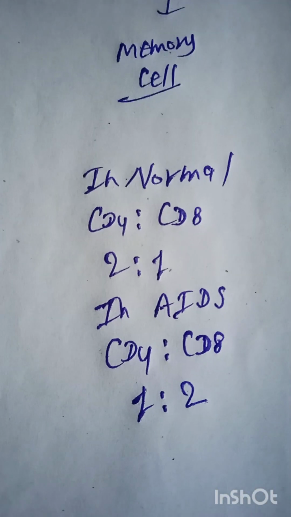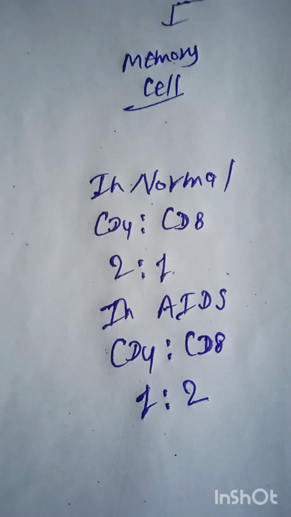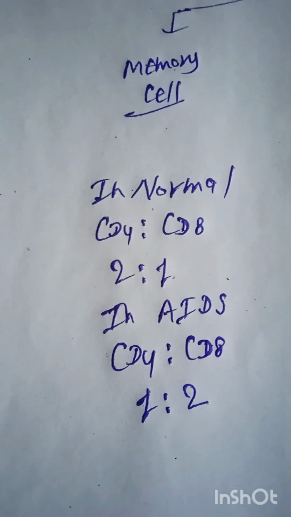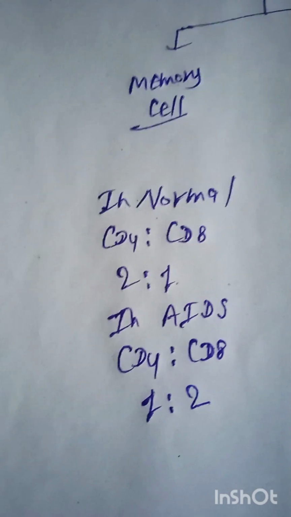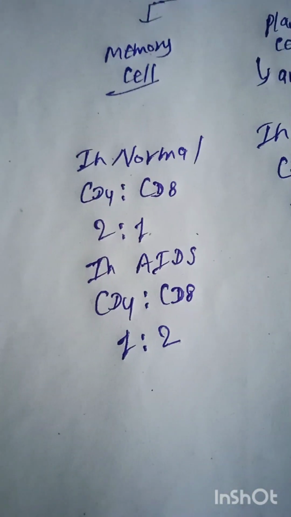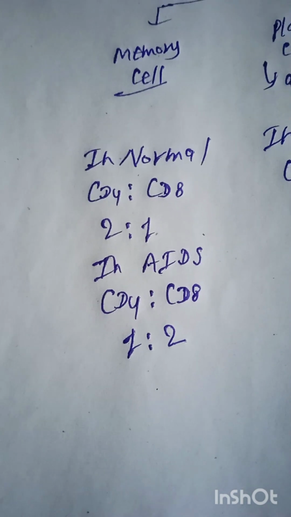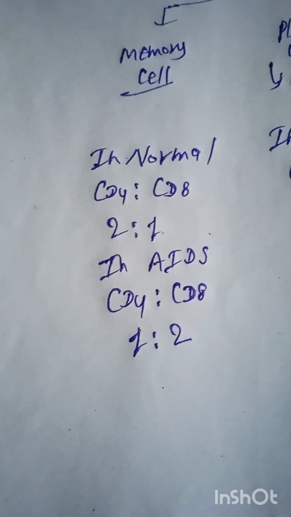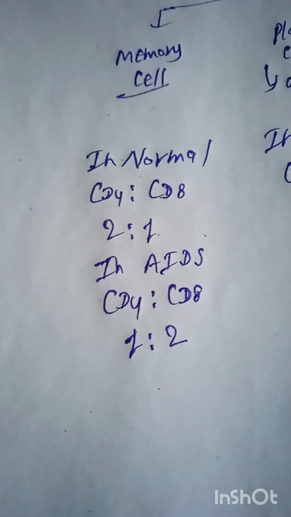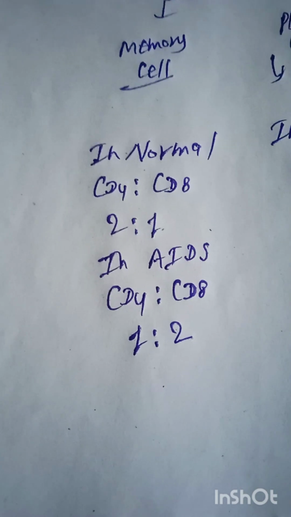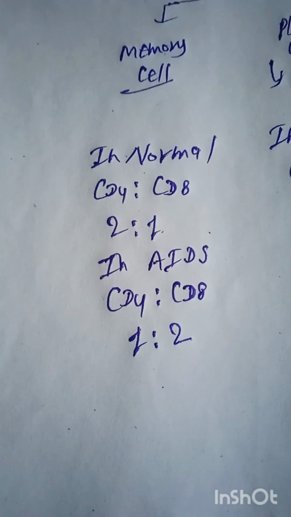In a normal healthy man, the ratio of CD4 to CD8 is 2:1. But in an HIV/AIDS patient, the retrovirus kills the helper T cells, so the ratio of CD4 to CD8 is altered and becomes 1:2.